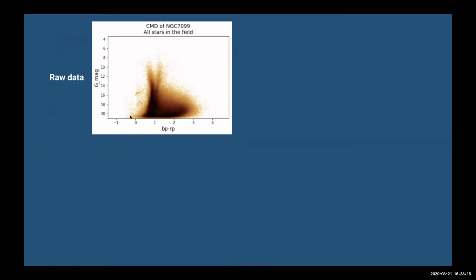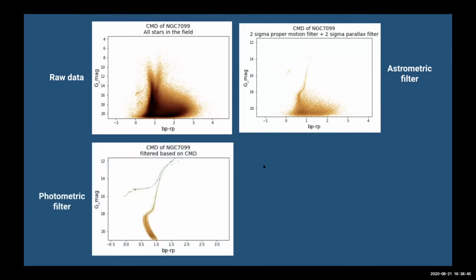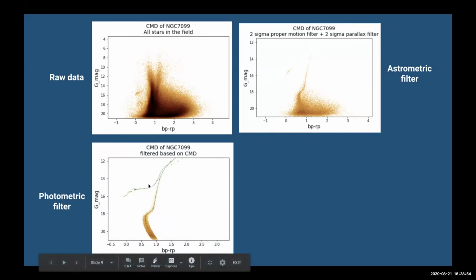This is the raw data of NGC 7099. You can see that there are a lot of stars within this field. It's very hard to determine where the isochrone is. But if we apply the astrometric filter, meaning the proper motion and the parallax filter, we can narrow down the stars that might belong to the cluster a lot more. And you can see that there is a pretty clear isochrone. That makes it much easier to evolve a theoretical isochrone and fit it to the data. So with the photometric filter, I was able to further select stars that fit roughly on this isochrone.